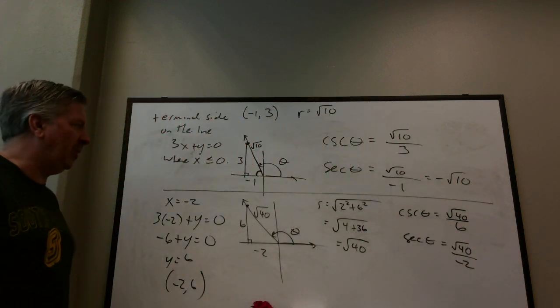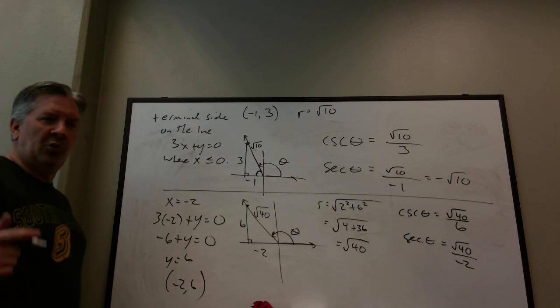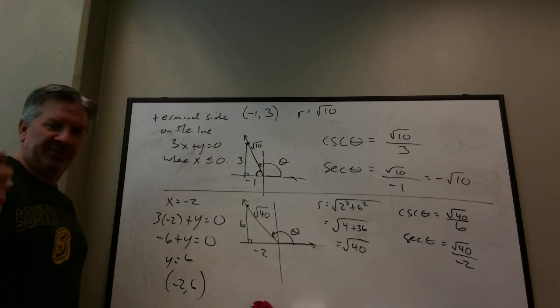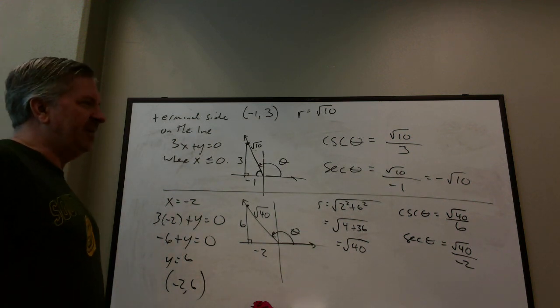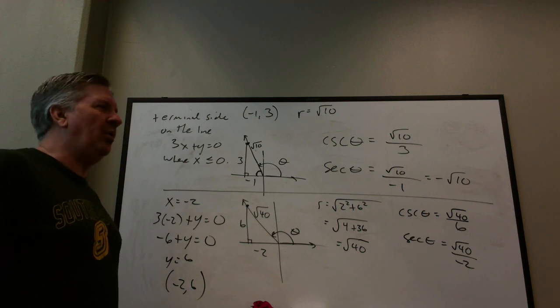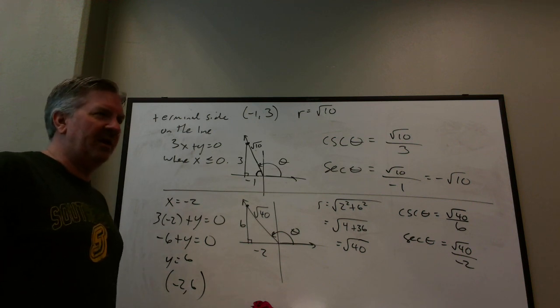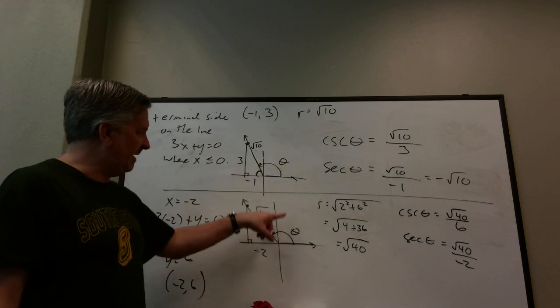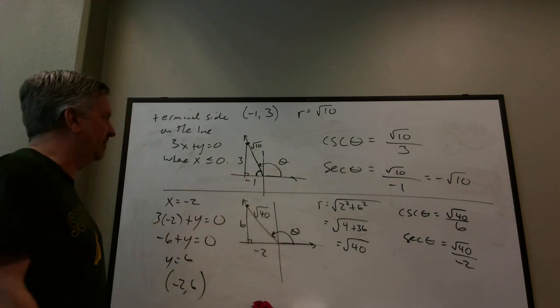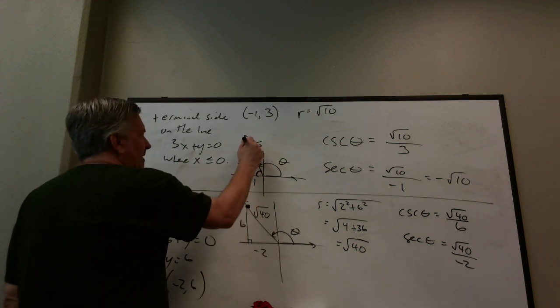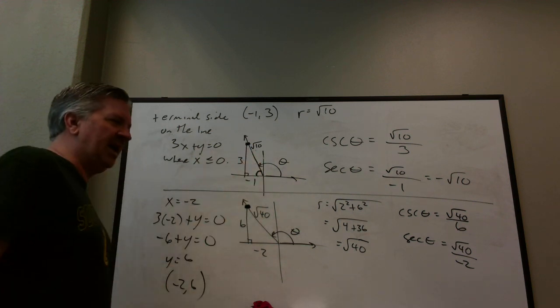Now, what was the point of the problem? Well, if you go back to the very first definition we did of the six trig functions, the definition said let x, y be any point besides the origin on the terminal side of angle theta. Now these two angles are exactly the same. These terminal sides are exactly the same. But I chose a different point, and there are two different points on the terminal side.